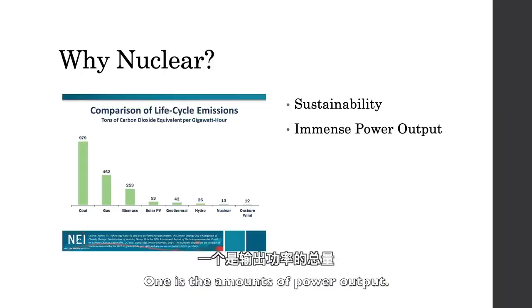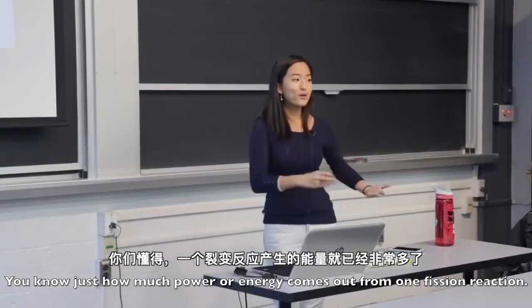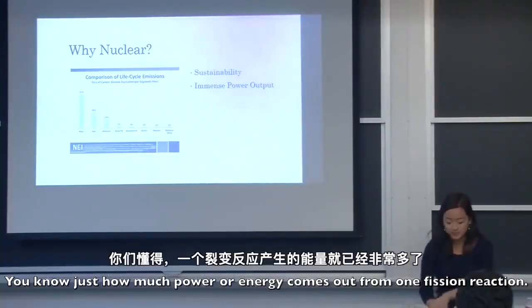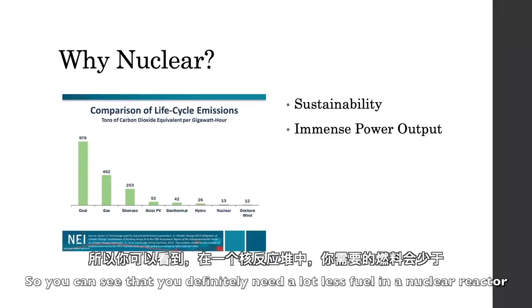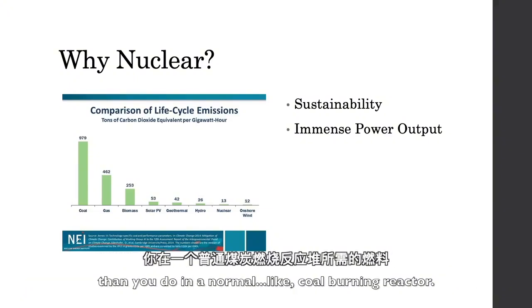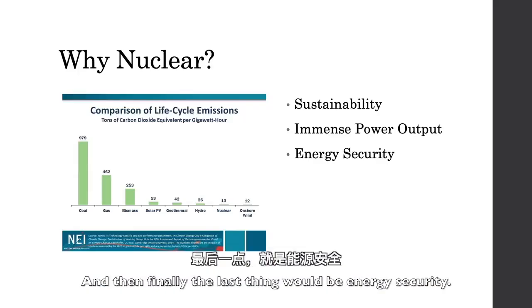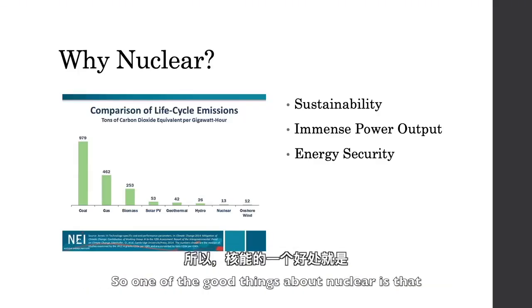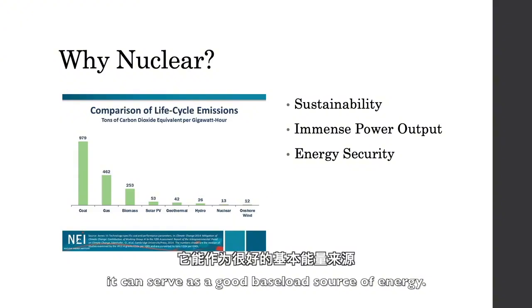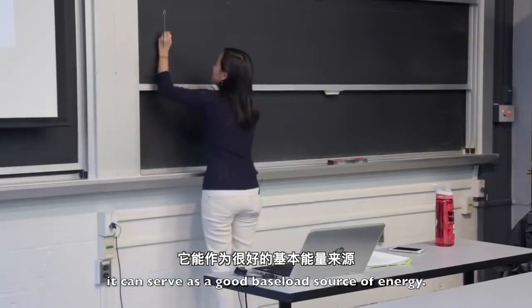One is the amount of power output, just how much power or energy comes out from one fission reaction. So you can see that you definitely need a lot less fuel in a nuclear reactor than you do in a normal coal burning reactor. And then finally, the last thing would be energy security. So one of the good things about nuclear is that it can serve as a good baseload source of energy.